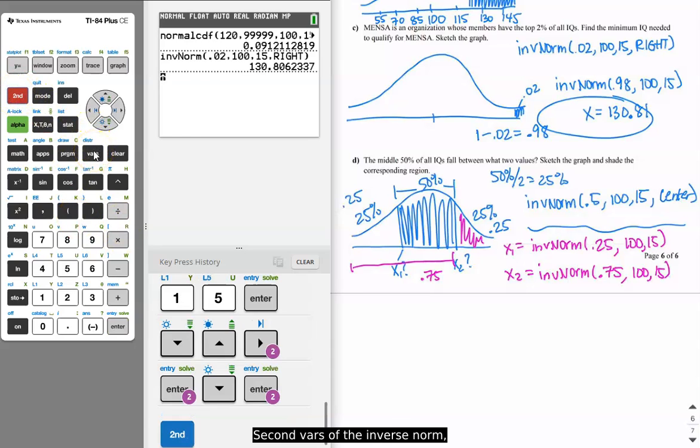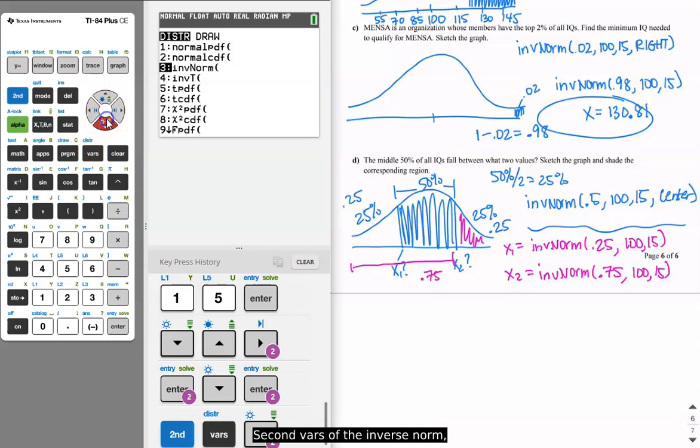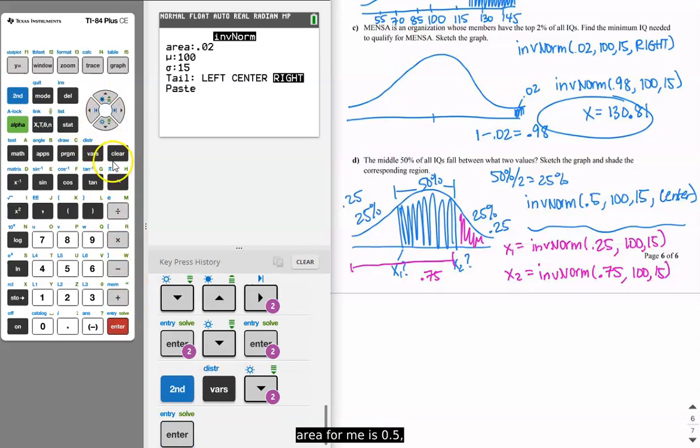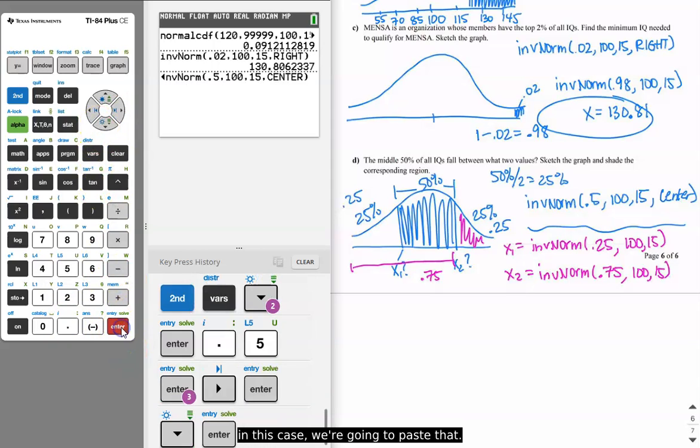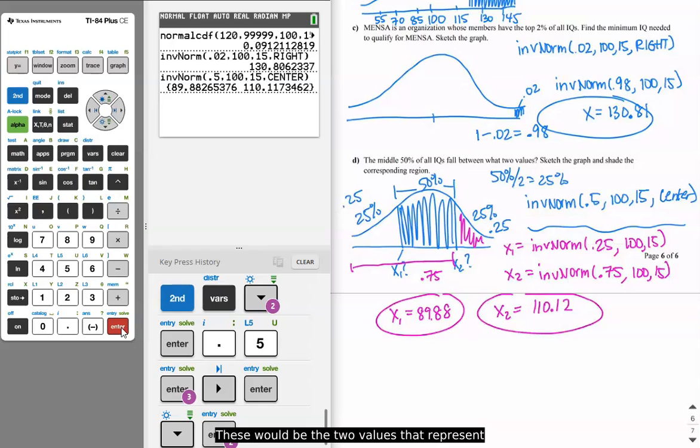So second, vars, we'll do inverse norm. Area for me is 0.5, mean of 100, standard deviation 15, and we're going to the center in this case. We're going to paste that. So I get the two values. x1 is 89.88 and x2 is 110.12. Okay, so these would be the two values that represent the middle 50% of our IQ scores.